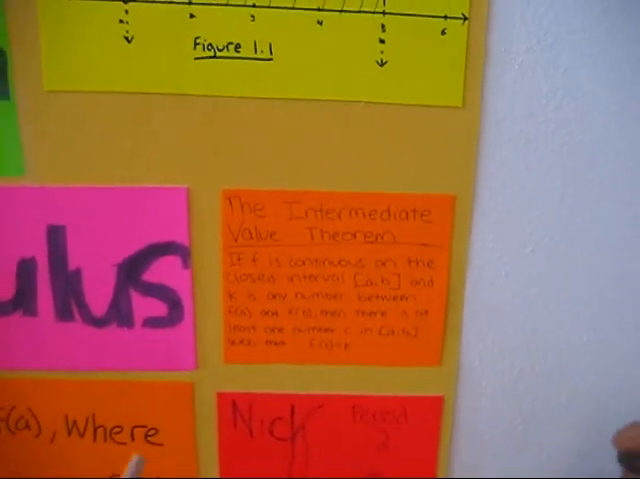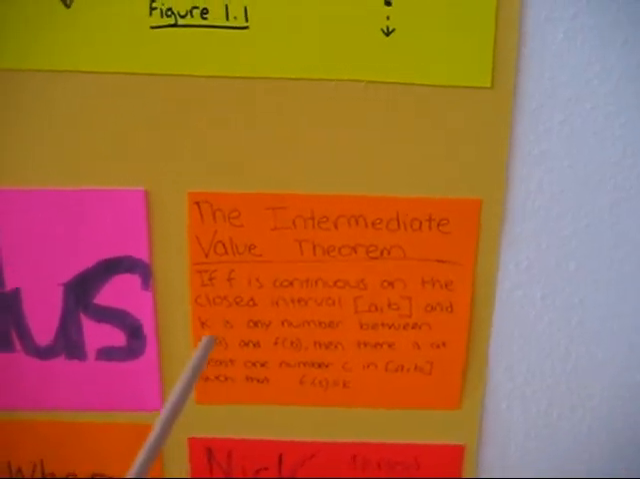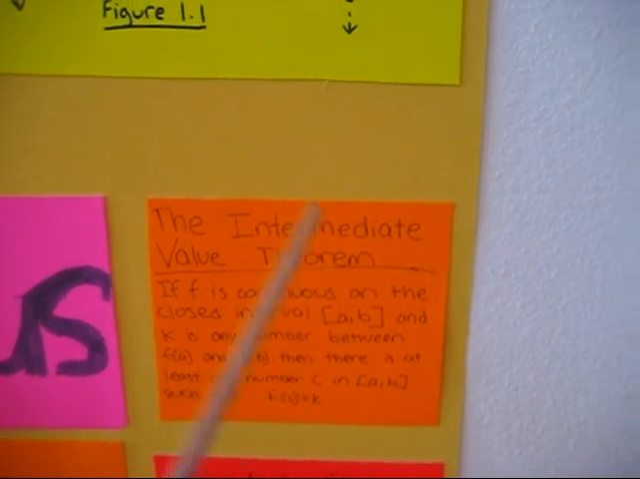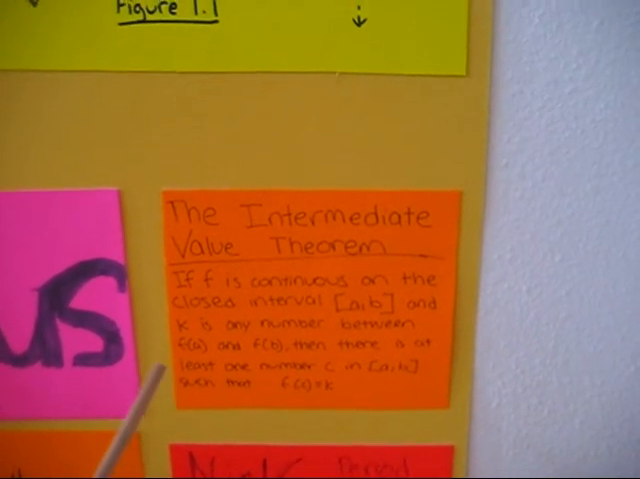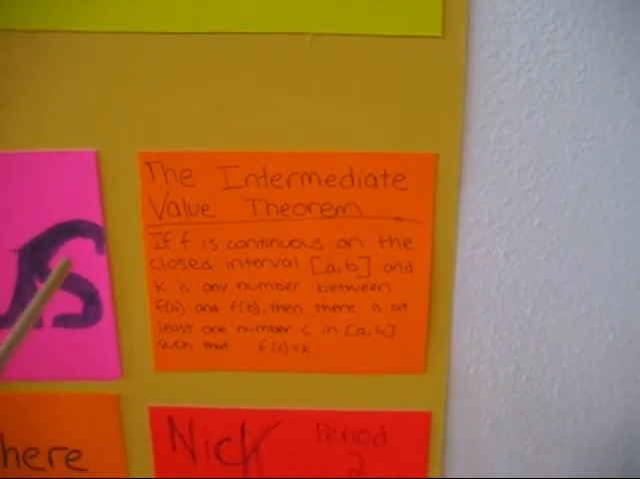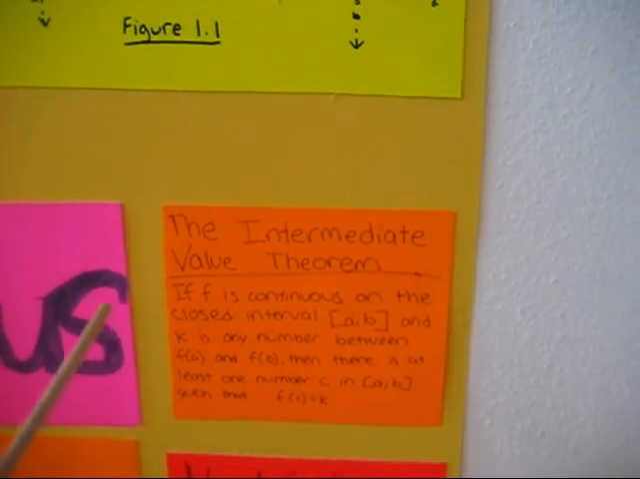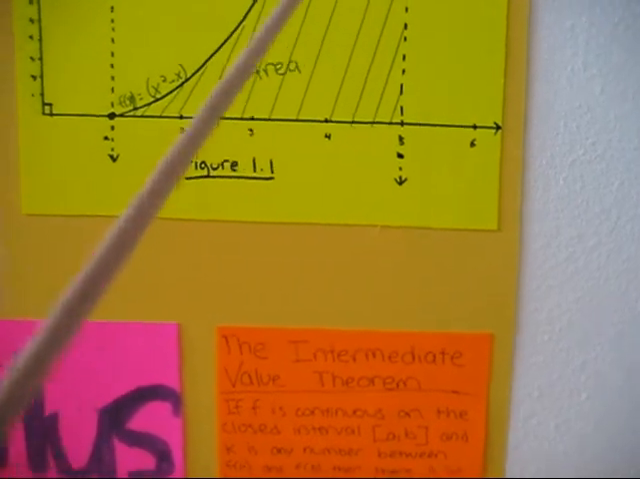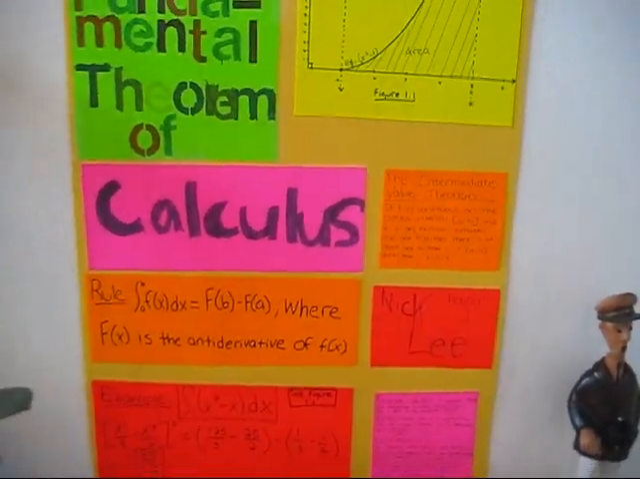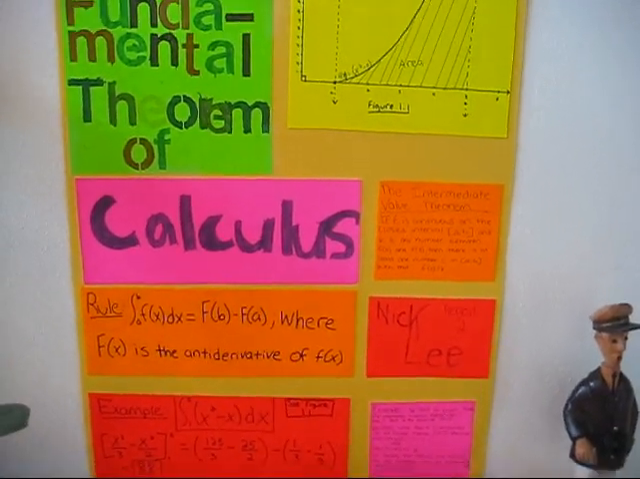I also included IVT, or the intermediate value theorem, because this long definition basically says that between the interval a through b there is a certain value c, in this case, which is basically an area.